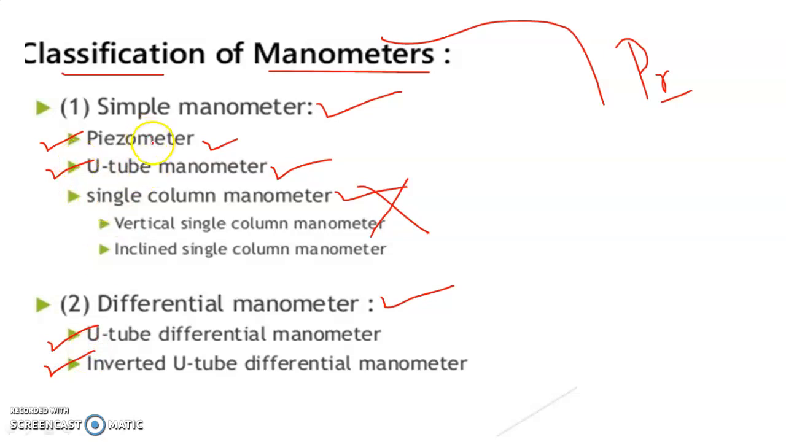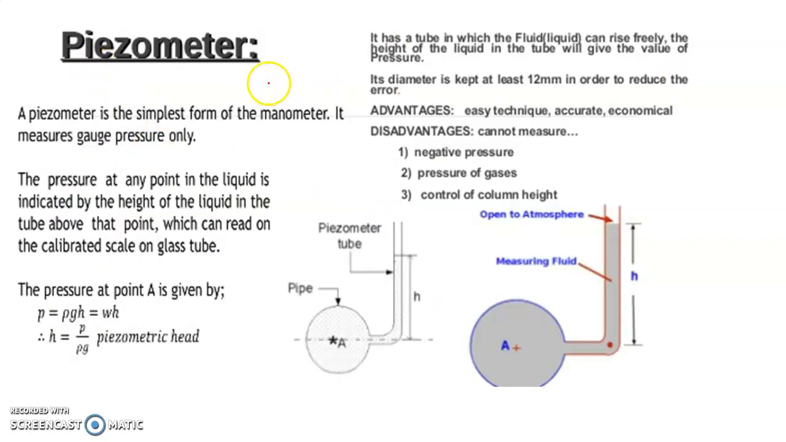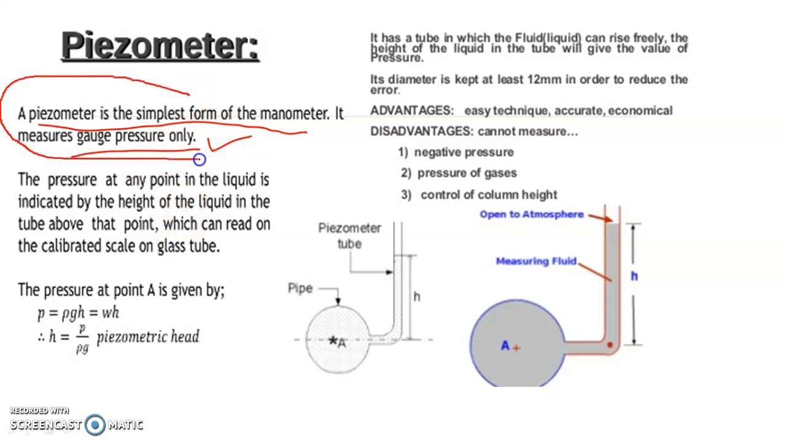So what is a piezometer? A piezometer is a device used to measure simple pressure. It is the simplest form of manometer, measuring gauge pressure only. What is gauge pressure? Pressure above the atmospheric pressure is called gauge pressure. This question is very important: a piezometer is a device used to measure which type of pressure, atmospheric, gauge, or vacuum pressure? A piezometer measures only gauge pressure.